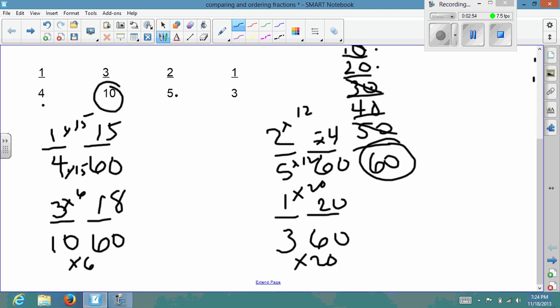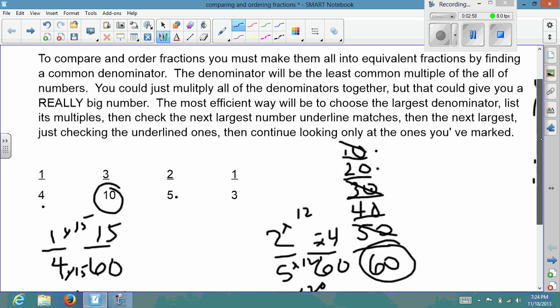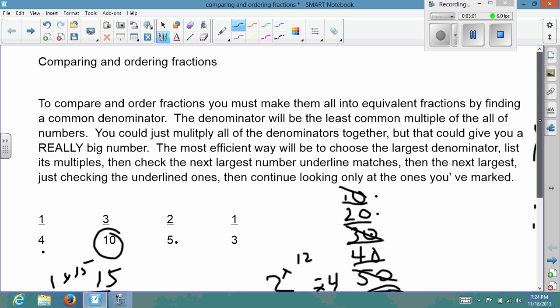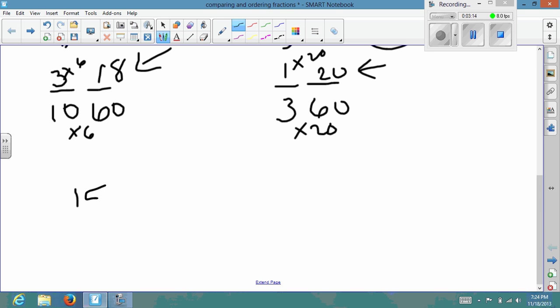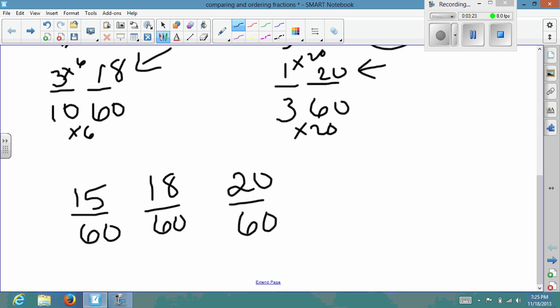So to compare my fractions, now I look at my numerators. So I was being asked to write my fractions from, didn't say, we'll do it from least to greatest. So the smallest one, I've got 15, 18, 24, and 20. So the smallest one is 15. So 15/60 is the smallest. The next smallest one is 18/60, then 20/60, then 24/60.